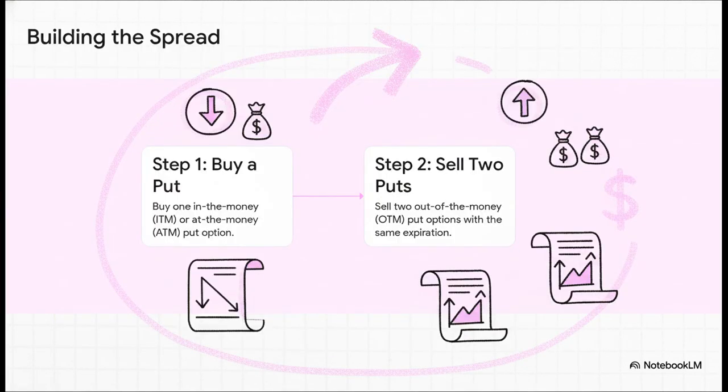So how do you actually build one of these? It's pretty simple, just two steps. First, you buy one put option. This is usually at the money or even a little bit in the money. That's your bearish bet. Now, to help pay for that put, you then sell two put options at a lower strike price. Those are out of the money. That extra premium you collect from selling two options instead of one, that's the secret sauce that can bring the cost of the trade way down, sometimes even to zero.